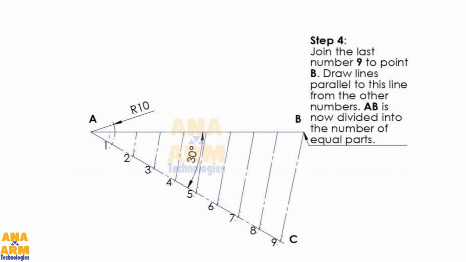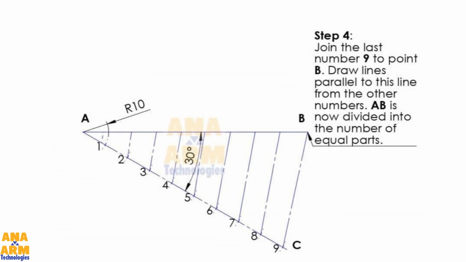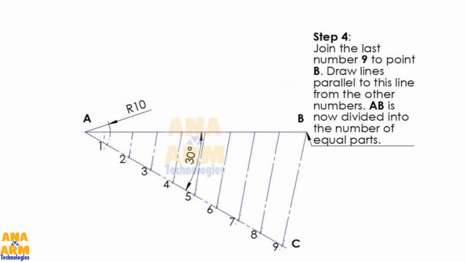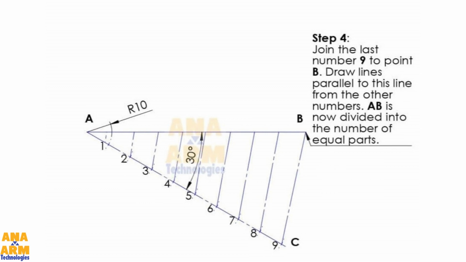Step 4. Join the last number 9 on line AC to point B. Now draw lines parallel to this line from the other numbers. AB is now divided into the number of equal parts.